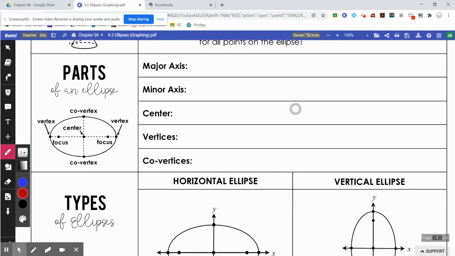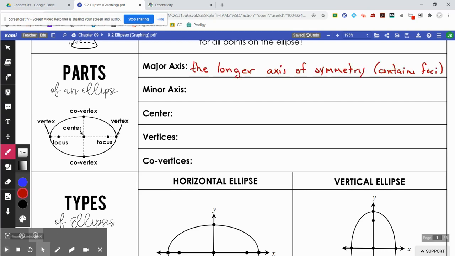Let's identify the parts of an ellipse. And here you see a horizontal ellipse because it's a little bit wider, and we'll talk about those two types in a second. The major axis. The major axis is the longer axis of symmetry, and it contains the foci. So your major axis would be this axis right here. It cuts it perfectly in half.